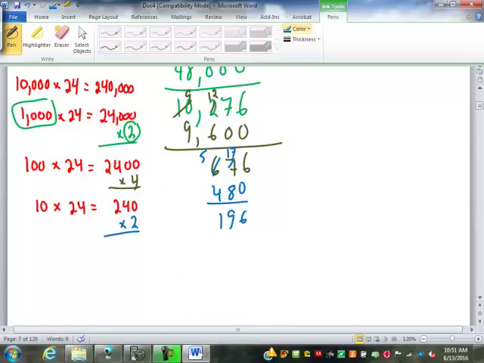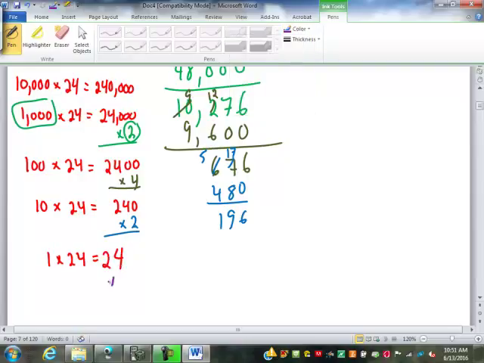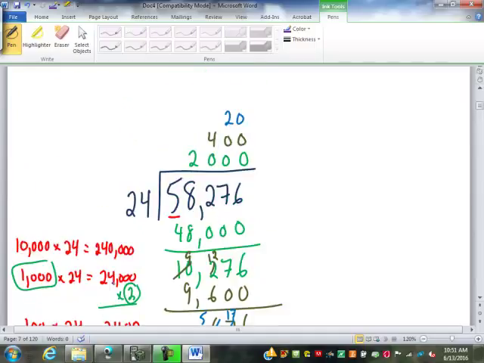And now I'm down to the ones place. 1 times 24 is just 24. I can subtract that 8 times. 24 times 8 is 192. I'm left with 4 left over. So I just subtracted it 8 more times, and there's a remainder of 4. So 58,276 divided by 24 is 2,428 with a remainder of 4.